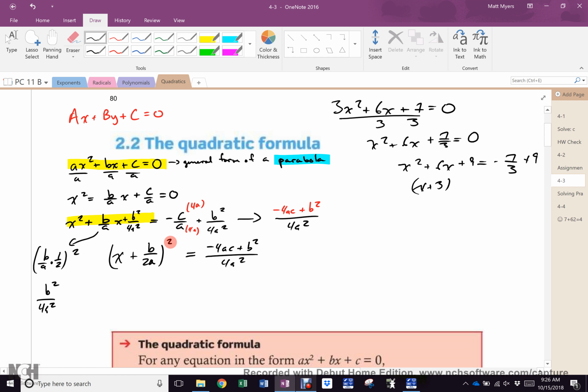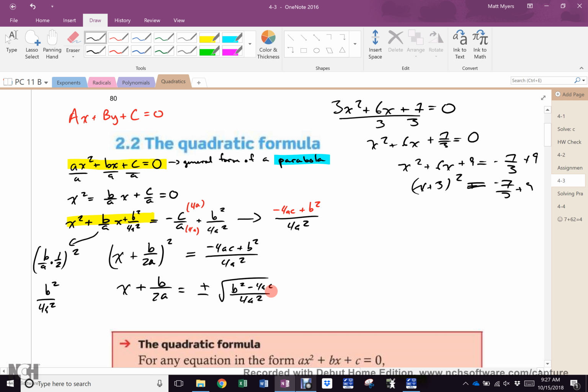What do I do now to get rid of this squared? Again, you're just working on what you already know. Square root. X plus b over 2a equals what over here? Plus or minus the square root of. Now, we're going to change the order here, right? Because we like b's first. 4ac over 4a squared, yeah? Everybody still okay? All right.